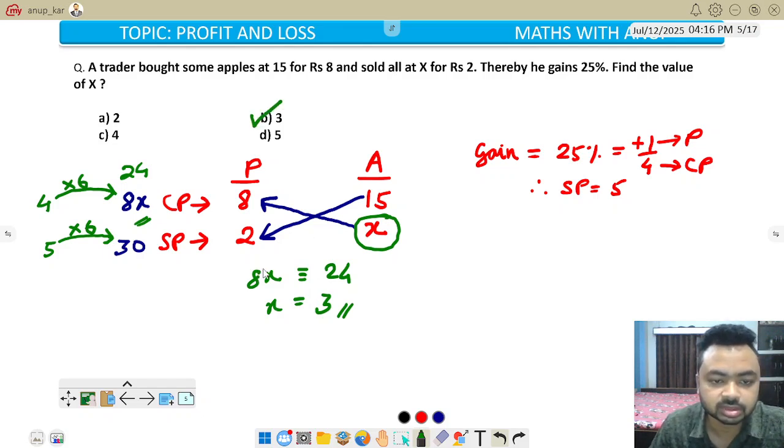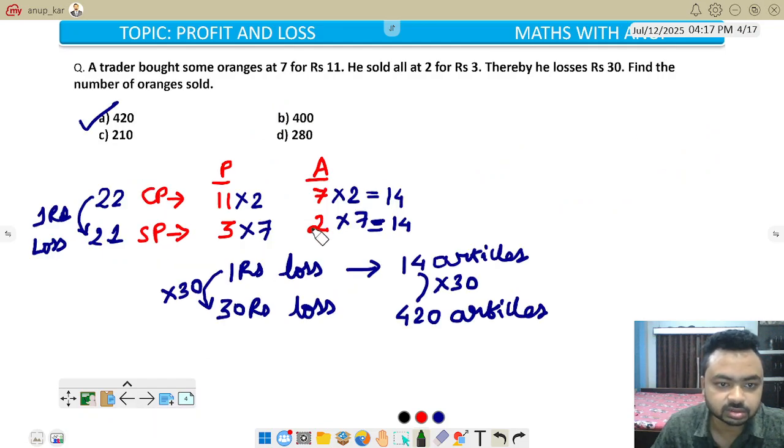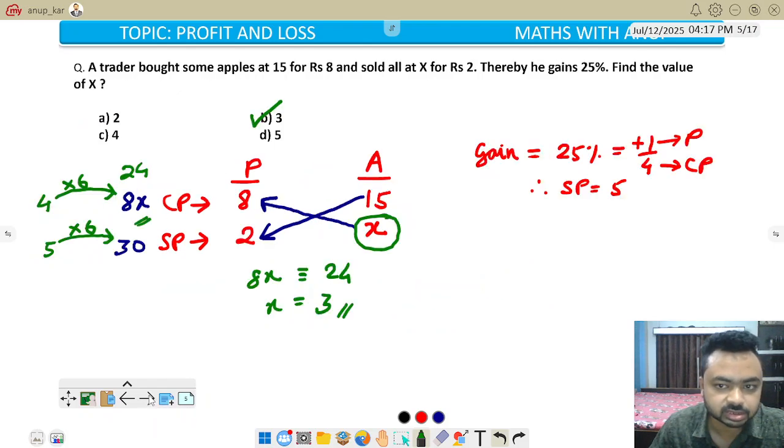There might be a confusion about why I am cross multiplying here and also here. It's because we are making the number of articles to be same. You can see the last question also. Here also we are doing that thing only. We are cross multiplying 2 with 11 and 7 with 3. I hope it is clear. So let's proceed to the next question.